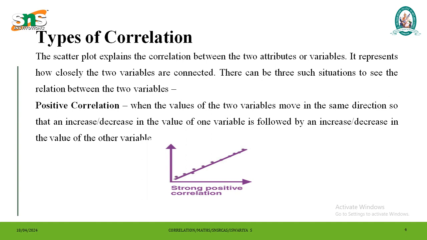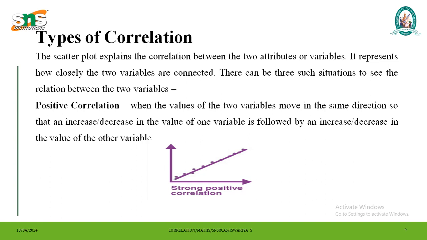So next we are going to see types of correlation. The scatter plot explains the correlation between two attributes or variables. It represents how closely the two variables are connected. There can be three such situations to see the relation between two variables.